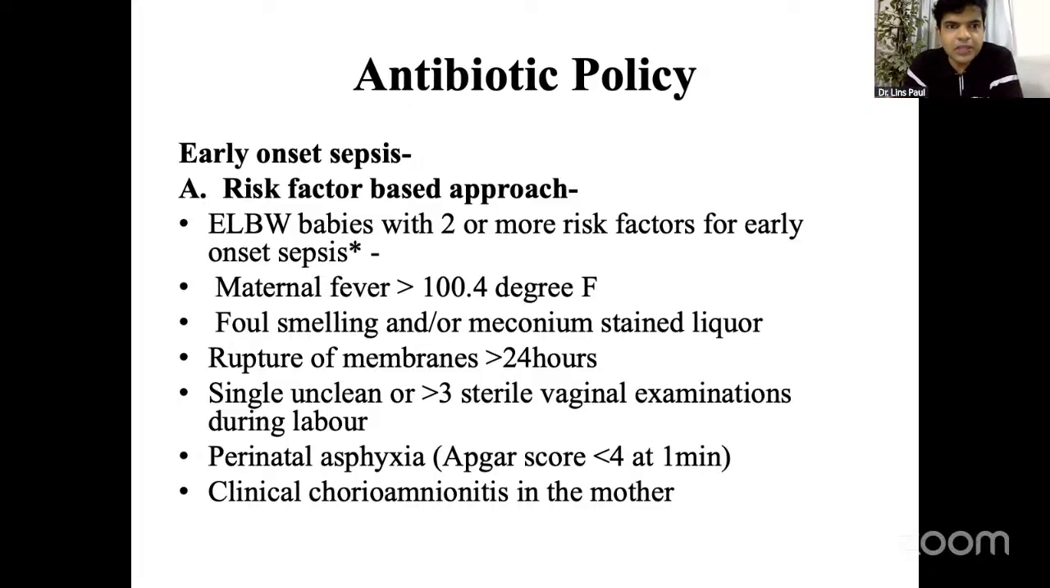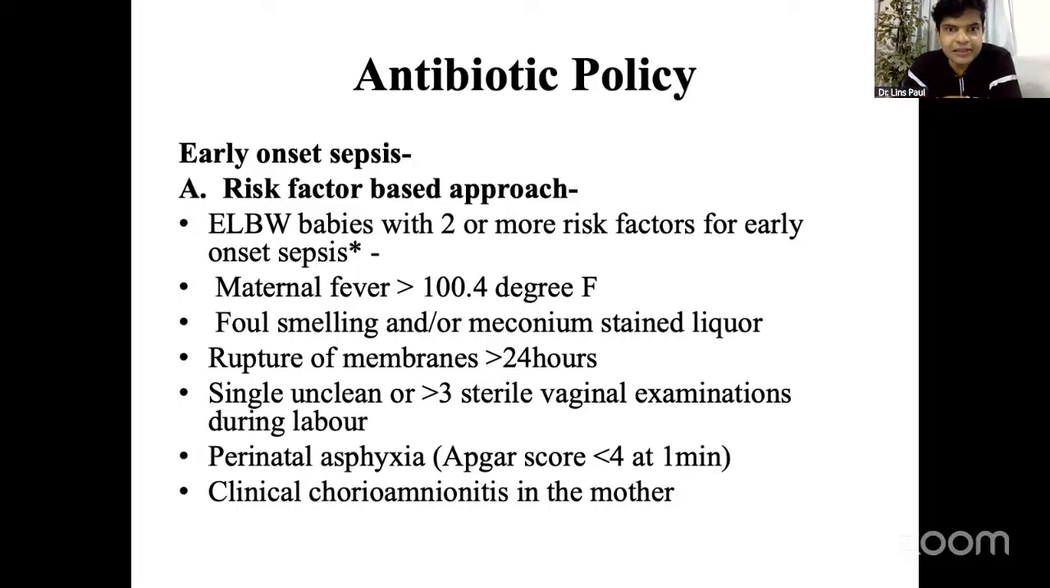So coming to the antibiotic policy, if you are dealing with early onset neonatal sepsis, you have two scenarios. You can start the baby on antibiotics on a risk factor based approach or on a clinical basis. Risk factor based approach, as we discussed in the previous slide about the risk factors of early onset neonatal sepsis: suppose a baby has two or more risk factors, like prematurity, prolonged rupture of membranes like PROM, long labor, multiple per vaginal examinations, asphyxia, clinical chorioamnionitis. If the baby has two or more risk factors, you should start the baby on IV antibiotics.